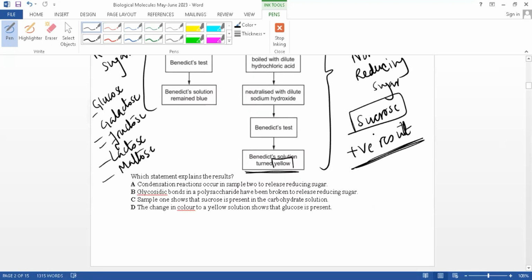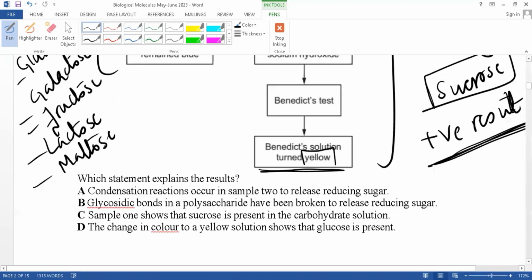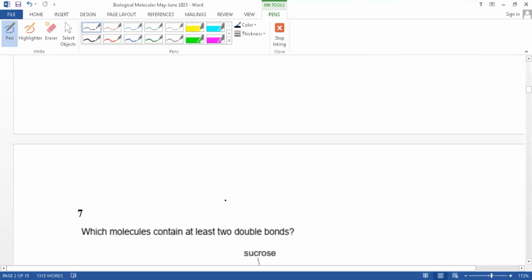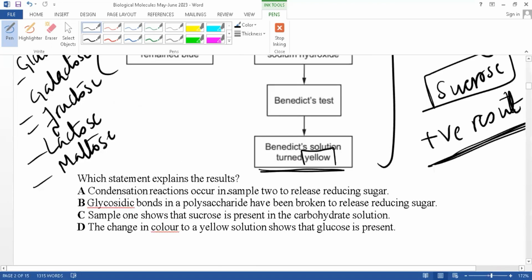So let's see the options. Let me enlarge it. I zoom it in just to show it to you. Which statement explains the result? Condensation reactions occur in sample 2 to release reducing sugars. Glycosidic bonds in a polysaccharide have been broken to release reducing sugar.